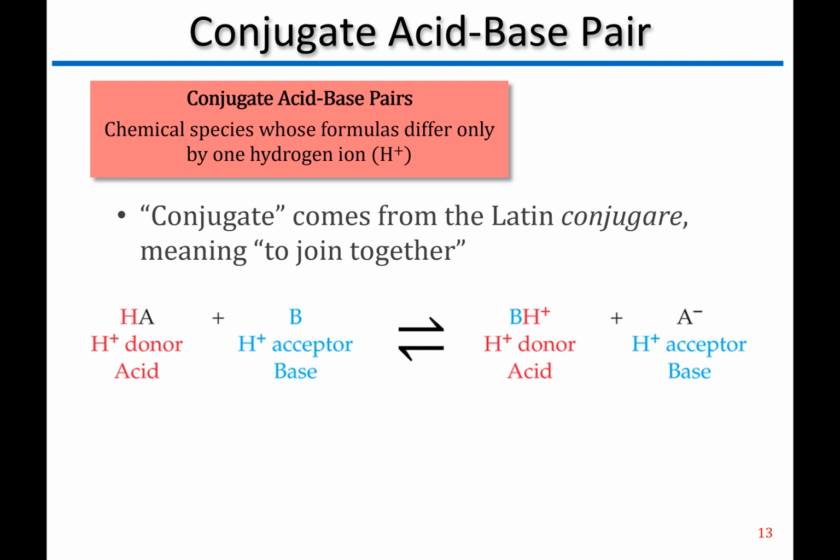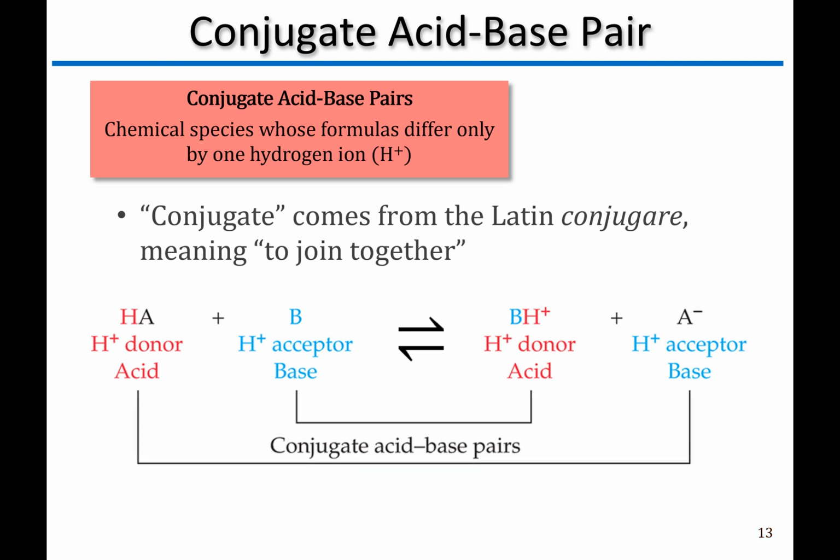So now our HA, which is our H plus donor, and our base, our H plus acceptor, become our BH plus and our A minus. So this B, our base, and our BH plus, our protonated base, is a conjugate acid-base pair, because we have a base becoming its conjugate acid, which is the way we refer to it. We also have a second conjugate acid-base pair, which is our HA, our acid, and now its conjugate base, which is A minus. Those two together are a conjugate acid-base pair. So you can think of the conjugate acid or base as what the acid or base from the forward reaction becomes after the reaction.